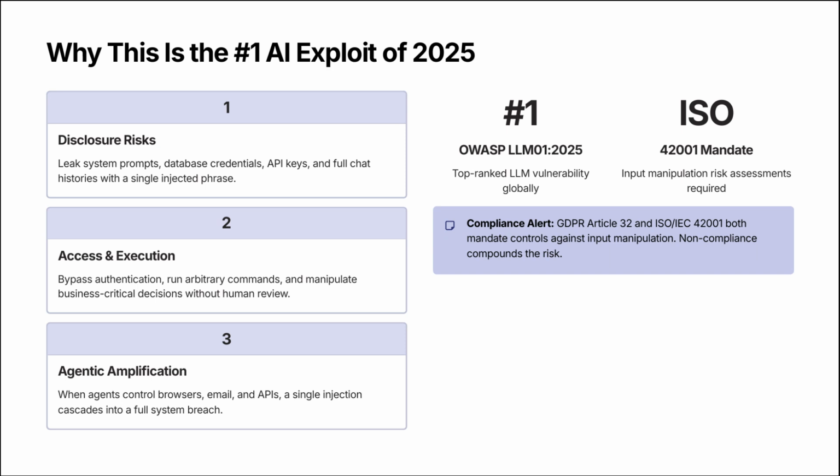Once an AI agent can use browsers, email, and APIs, a single malicious instruction can spread across systems and turn a prompt-level weakness into a full operational breach. That is why this vulnerability is ranked as OWASP LLM01 for 2025. It is the top LLM security issue globally, and it is also a compliance concern. Standards like ISO 42001 and regulations such as GDPR Article 32 require organizations to assess and control input manipulation risk. If those controls are missing, the security exposure and the compliance exposure increase together.